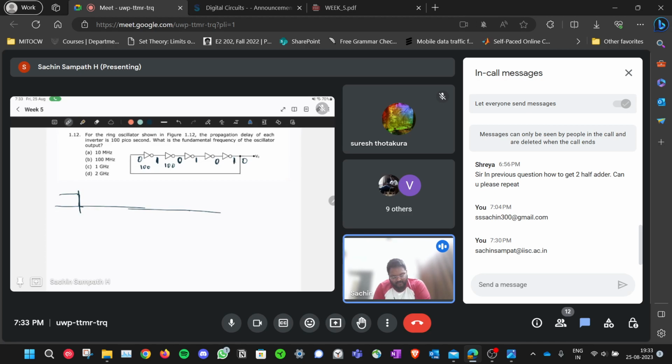Then since this has become 1, now again the input is 1, so this will change to 0, this will change to 1, this will change to 0, this will change to 1, this will change to 0. Now again it has become 0. So it started out at 0, right?